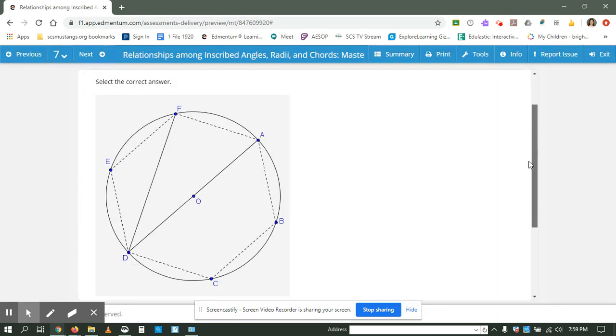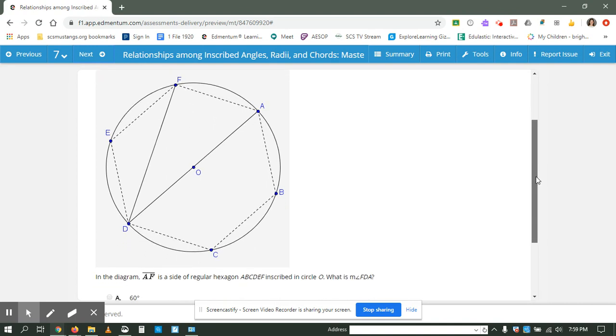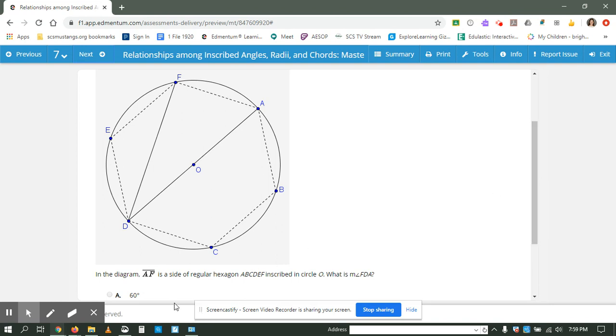Looking at the next one, I kind of like this one. This one has you use some of our polygon rules that we used. So looking at this one, they tell us that AF is a side of a regular hexagon ABCDEF, and it's inscribed in circle O. What is the measure of angle FDA? So if we're looking for what they want us to solve for, it's the measure of angle FDA, and FDA is right there. So that means we're looking for the measure of that angle right there. So I'm going to outline this angle.